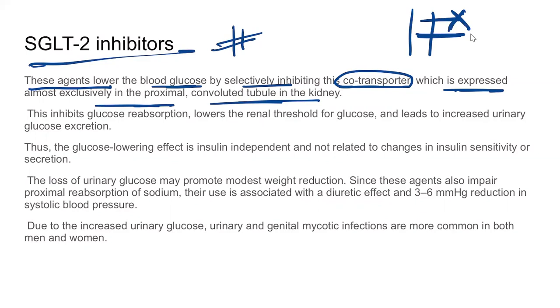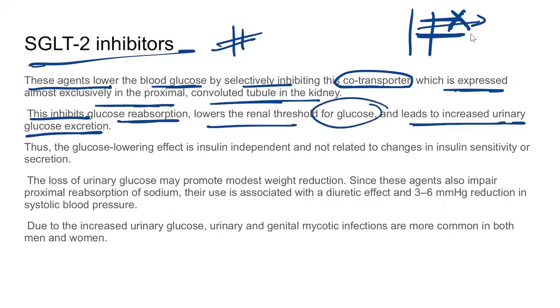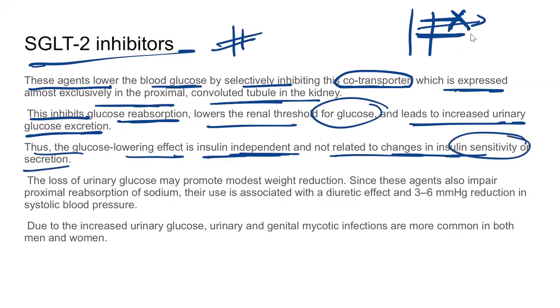What is the purpose of this SGLT2? It will reabsorb the glucose. So definitely inhibiting it would decrease glucose reabsorption. This lowers the renal threshold for glucose and leads to increased urinary glucose excretion. So there would be increased excretion of the glucose in the urine, leading to decrease in the blood glucose level. Thus, the glucose lowering effect is insulin independent and not related to changes in insulin sensitivity or secretion. The loss of urinary glucose may promote modest weight reduction.